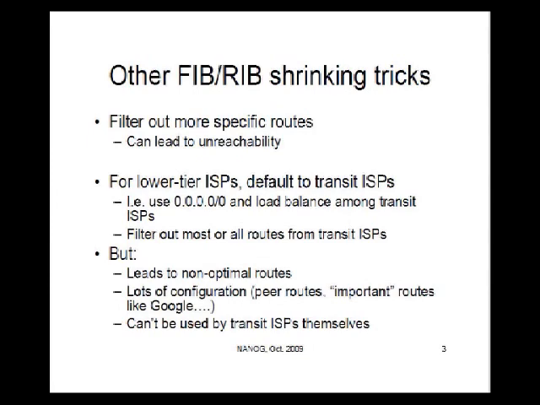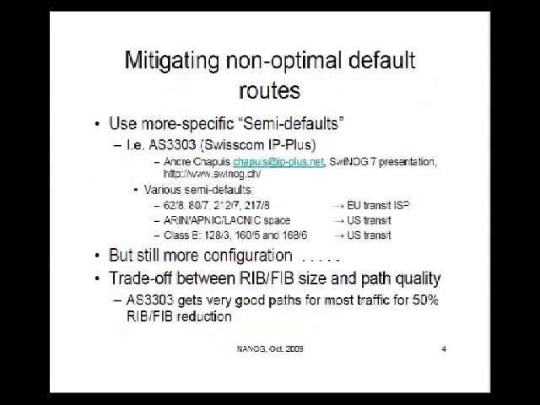So one thing that you can do, and people do, is just to use a 0/0 default to your transit ISPs, load balance between them, and just filter out most of the routes that you receive from them so that you don't have to put them in your routers. And this is what it is. It leads to often non-optimal routes. It can really increase the amount of configuration you have to do. And, of course, it's limited to ISPs that have somebody to default to, so the transits themselves can't do this. But if this means not having to buy a bunch of new hardware, it might be worth doing, and people do it.